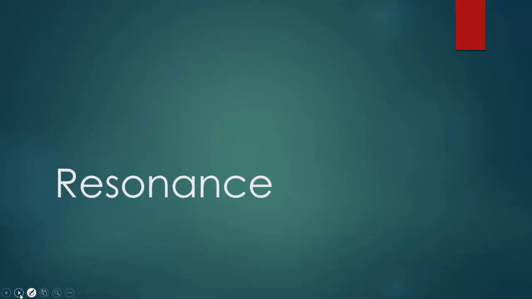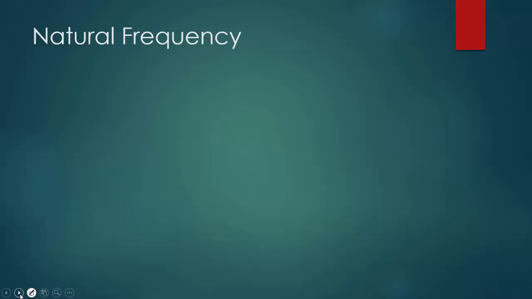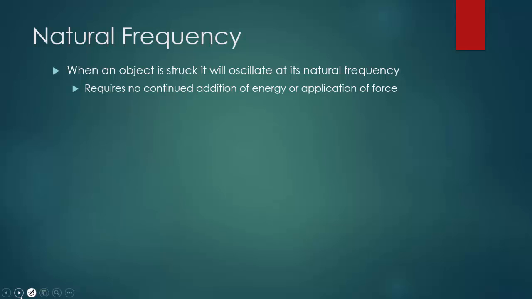Now, natural frequency refers to the frequency at which an object or system vibrates when it's struck. So it'll oscillate at its own natural frequency. And most objects have a natural frequency. Some are specifically designed not to. Bridges, they don't want to have a natural frequency because if a bridge starts to oscillate at its natural frequency, it could shake itself apart. But once an object is struck, it will continue to oscillate at its natural frequency without the addition of energy or an application of an external force.